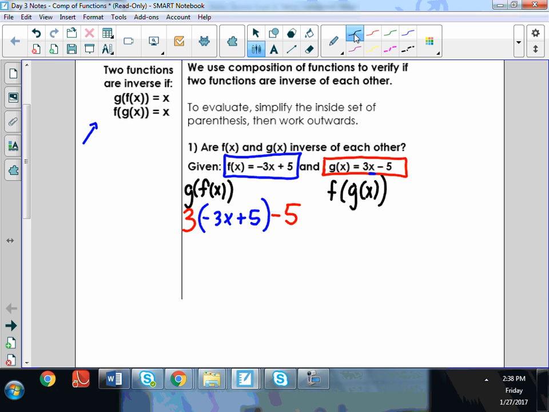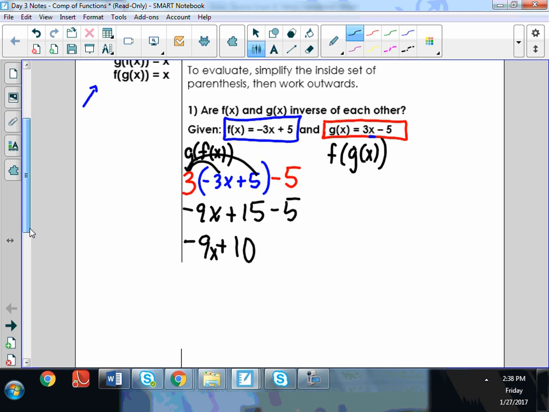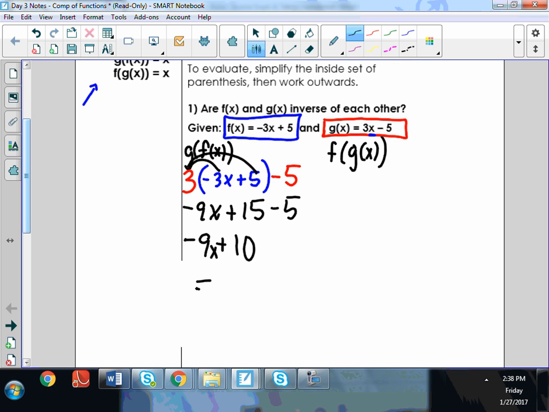Then we're going to distribute. So I get negative 9x plus 15 minus 5. So 3 times my negative 3x gives me negative 9x. 3 times my 5 is 15, and minus 5. Combine like terms. Does it equal x? No. It does not equal x, so it is not inverse.